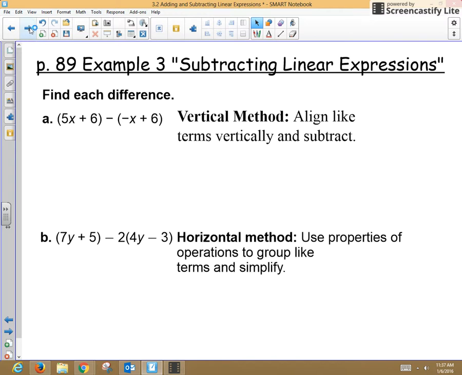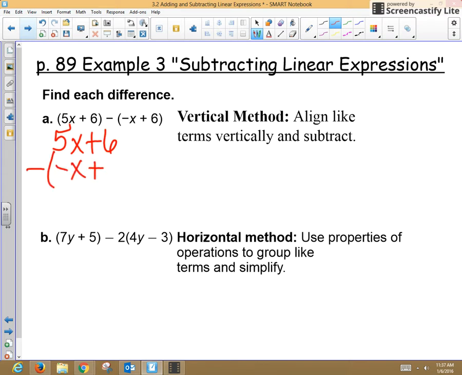Now, example 3 is subtracting linear expressions. There are two ways, again, or two methods you can use. For A, I'm going to show you using the vertical method. I'm going to rewrite it as 5x plus 6 minus negative x plus 6.